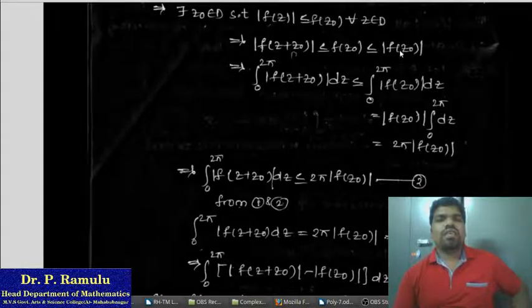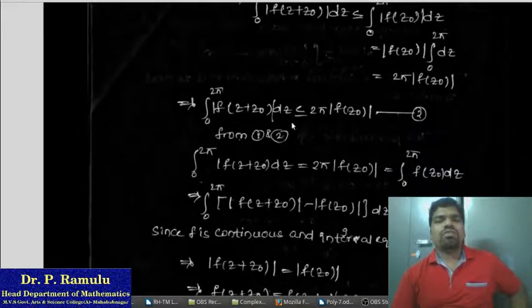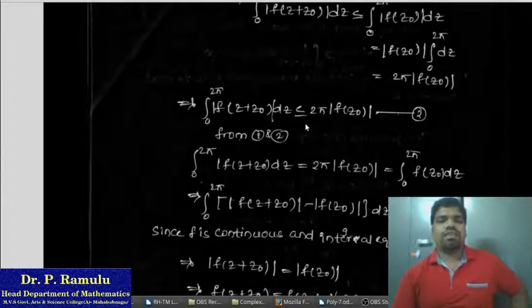Here mod f of z naught is less than or equal to mod f of z. Integrating both sides with respect to z from 0 to 2 pi, the integral of mod f of z plus z naught dz is less than or equal to the integral of mod f of z dz. Mod f of z comes out, and the integral of dz from 0 to 2 pi is 2 pi. So the integral from 0 to 2 pi of mod f of z plus z naught dz is less than or equal to 2 pi mod f of z naught. I am calling this equation 2.